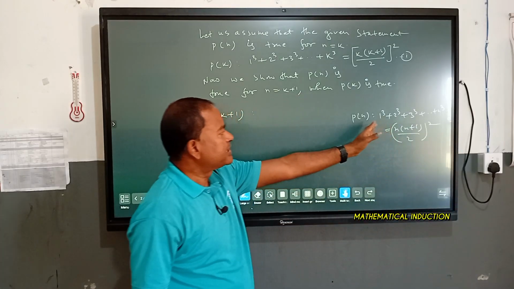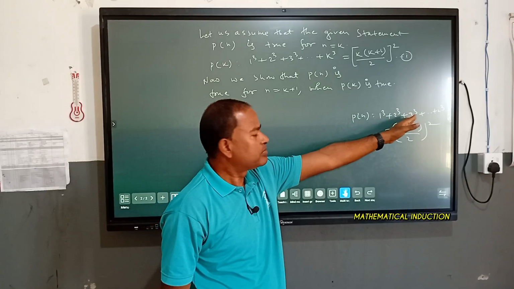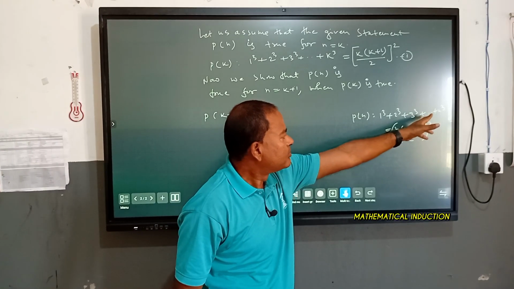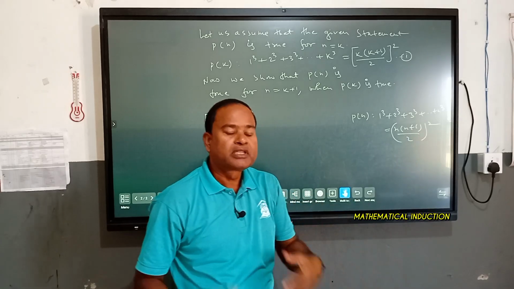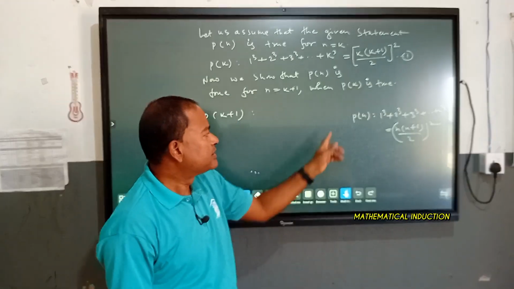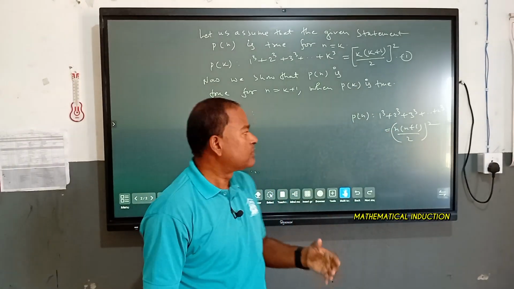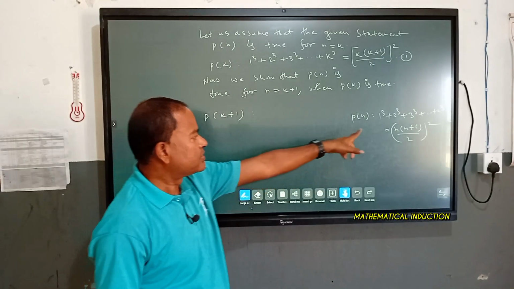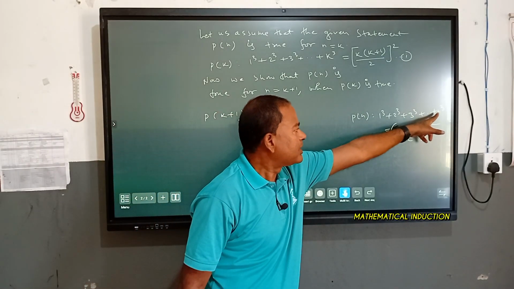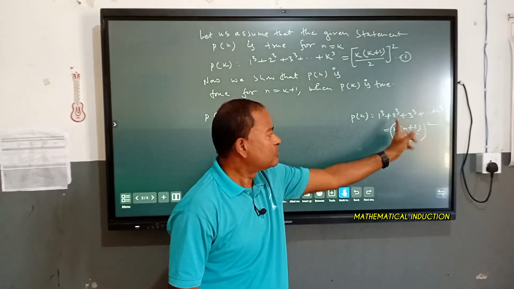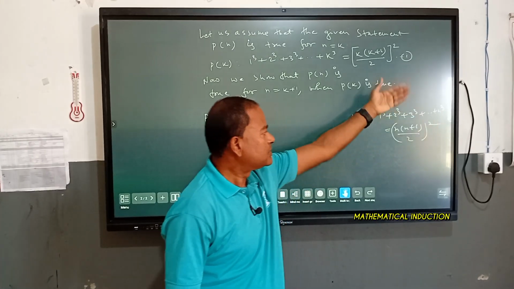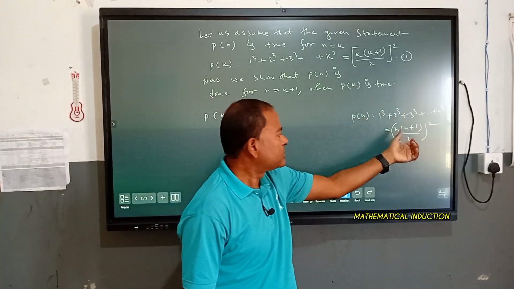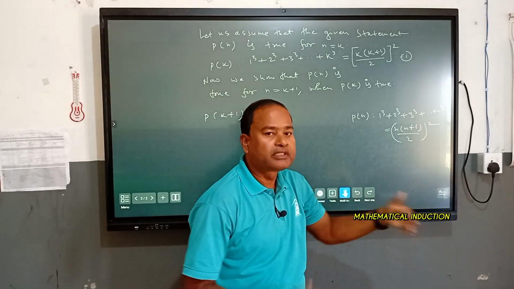Dear students, our given statement is 1 cube plus 2 cube plus 3 cube plus dot dot dot plus n cube, which is equal to n times n plus 1 divided by 2 whole square. So now we are going to show that this statement is also true for n equals k plus 1. So we have to replace n with k plus 1 on both sides. So we'll put the value n equals k plus 1 on the left hand side, and again we'll put n equals k plus 1 on the right hand side.